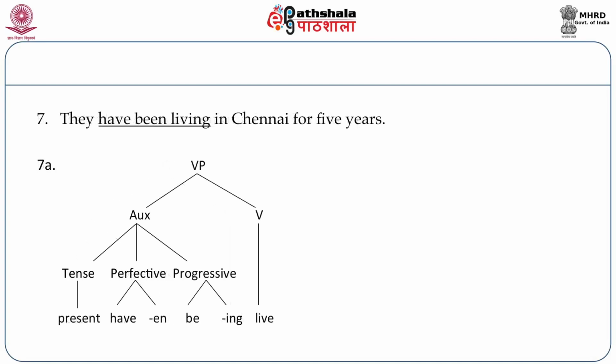In 7 we have the sentence "they have been living in Chennai for 5 years," and in this we have the perfective as the first auxiliary. There is also another auxiliary, the progressive be. However, since perfective is the first auxiliary, the tense is marked on the perfective, and therefore we get have. Similarly, in 8 what we find is that we have both perfective and progressive auxiliaries in the verb phrase, and tense is past, and therefore the tense is marked on the first perfective auxiliary, and we get had.